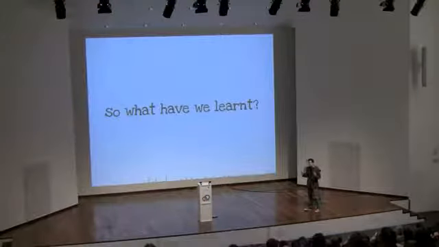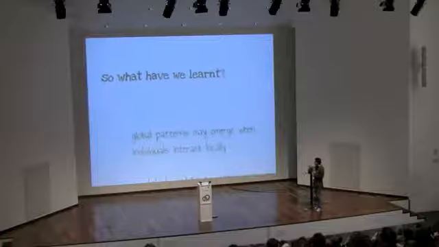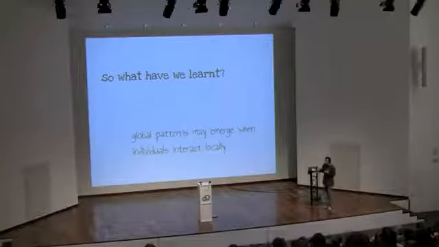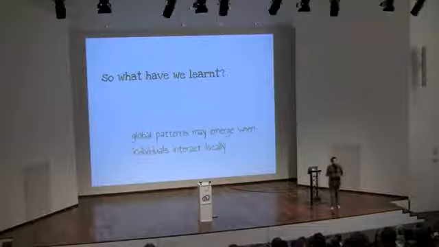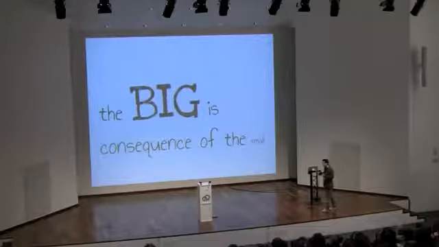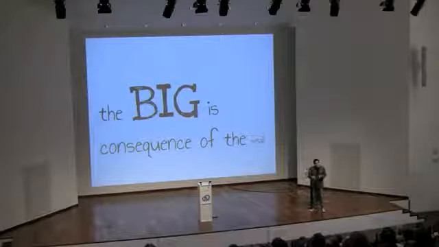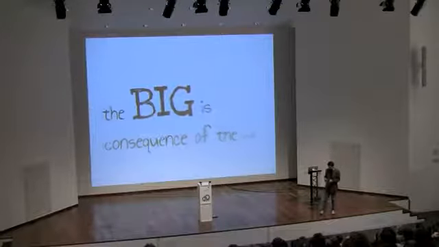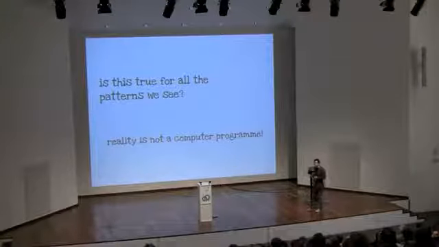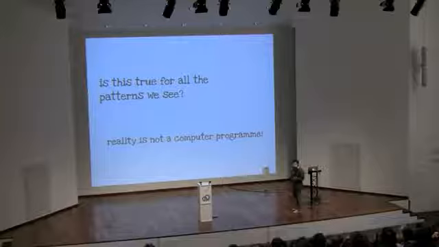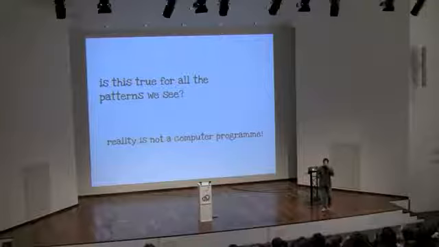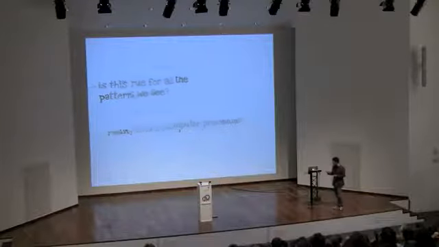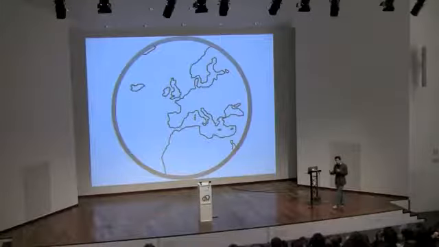So, okay, what have we learned so far? We have this idea that global patterns may emerge when you have a complex network of individuals that are interacting locally. Another idea is that what we see on the big scale is a consequence of what's happening on the small scale. Well, this may be true for computers, but is this also true of all the other patterns we see in nature? So all the patterns that we saw in the first video that I presented to you. I mean, reality is not a computer game. So is there any use of building these models? Well, so what is reality? Let's just take a quick tour of reality.